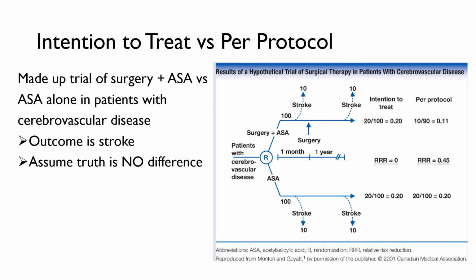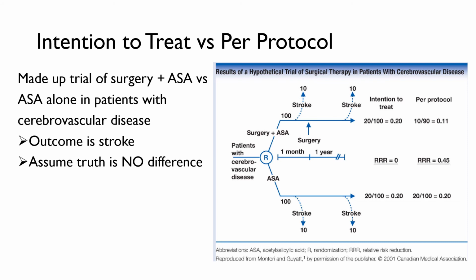So in the surgery arm, what happened was 10 people had strokes before they could even get to surgery. So they're not going to get the surgery, right? They didn't really get the treatment. Intention to treat says, hey, we still keep those in our denominator and numerator. So the point estimate is 20 over 100, or 0.20. And then for the aspirin arm, it is the same. So the relative risk reduction is 0. Okay.